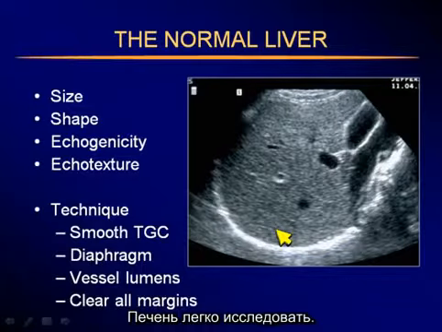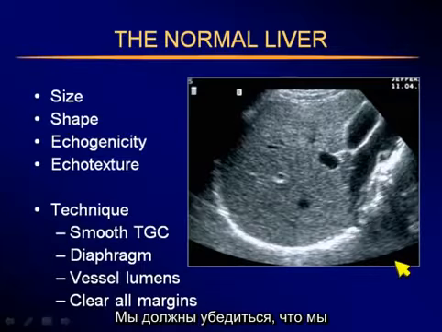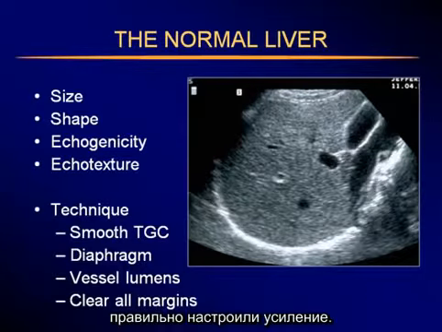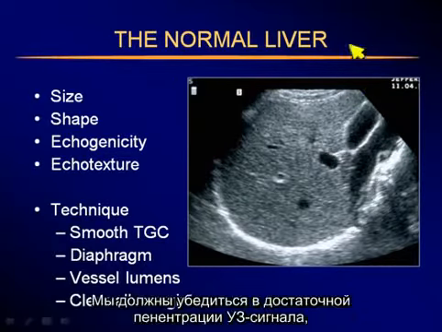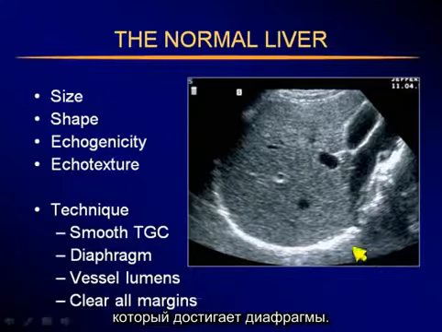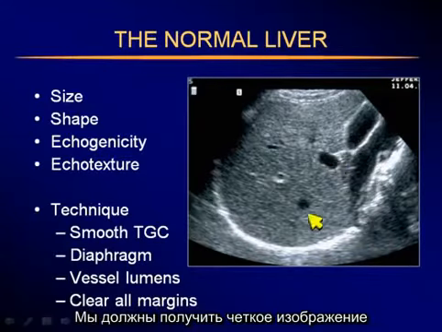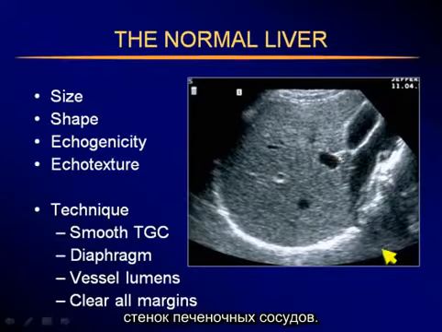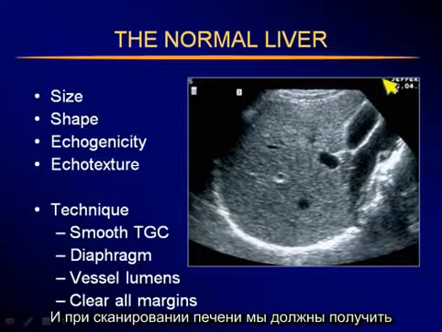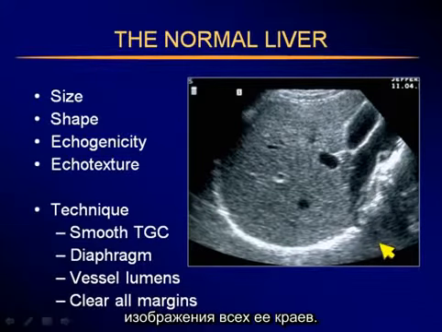The liver is very susceptible to technique. We have to make sure that we have a nice smooth TGC curve. We want to make sure that the penetration goes all the way back to the diaphragm. Here is this curvilinear bright structure. We would like to have the vessel wall, vessel lumens clear of extraneous echoes. And when we scan the liver, we want to make sure that we clear all of the margins of the liver.